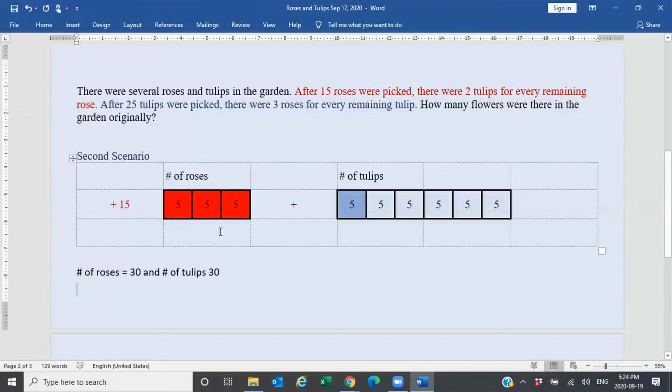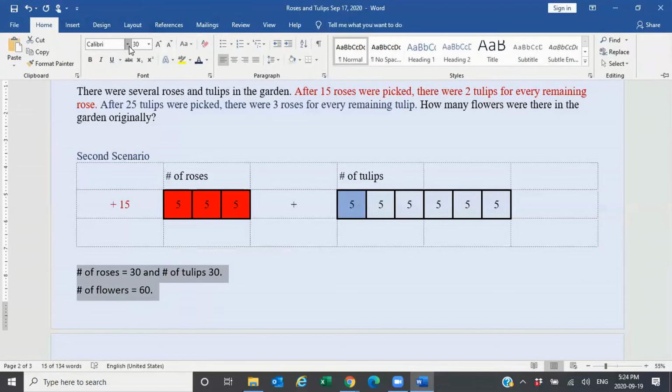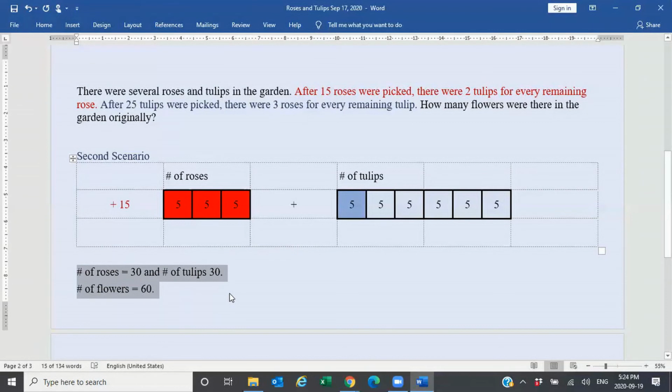All right. And the question asked how many roses, no, not how many roses, how many flowers were there in the garden originally. That's why I'll write number of flowers equals 60, because 30 plus 30 is 60. Oop, that did not come out right. There we go. Also put a period at the end of every sentence. And I guess I'll change the font to match the one for the question. There we go.